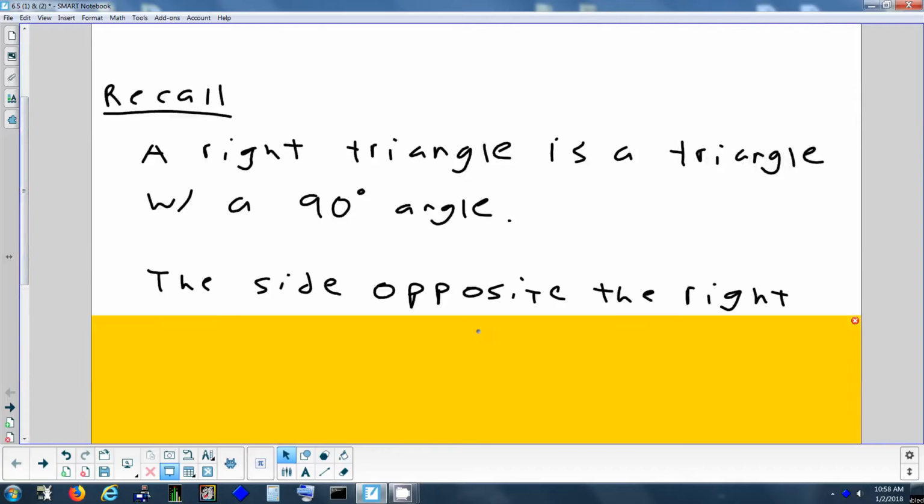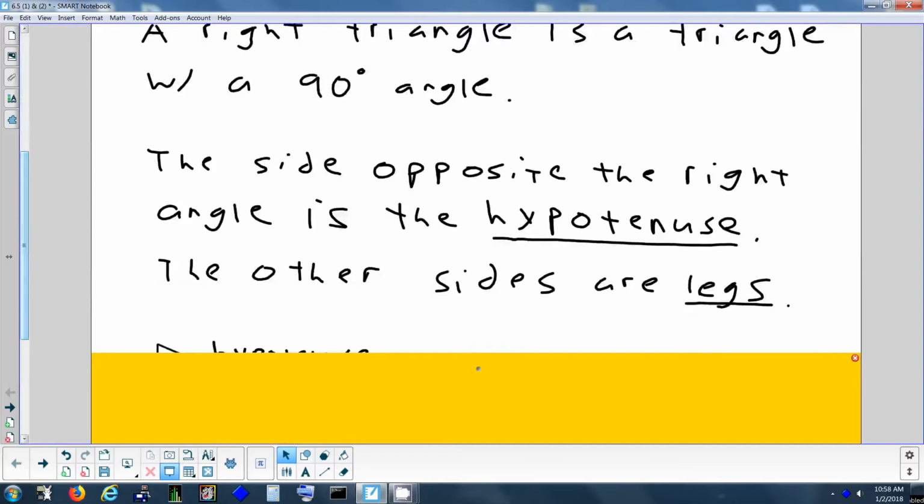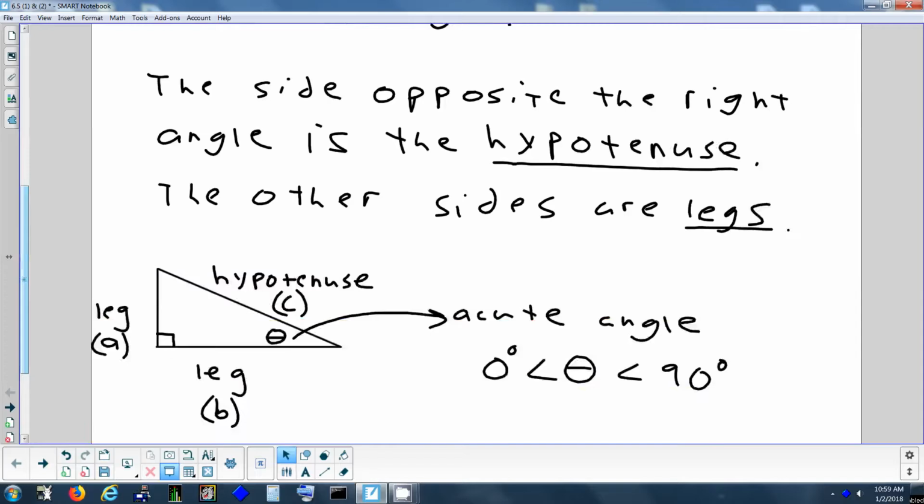Okay, the side that's across from the right angle, the longest side, does anyone remember what you call that? The hypotenuse. How about the two short sides? The legs. Yep. Well, you were right. So the hypotenuse is the long side, two other sides are the legs. Here's a diagram showing what I just said.